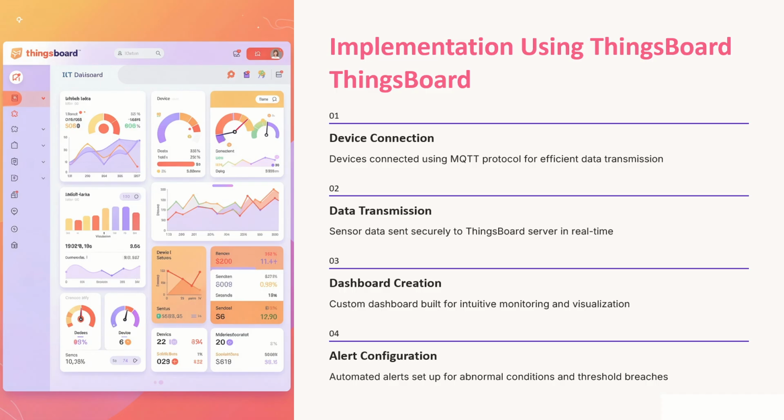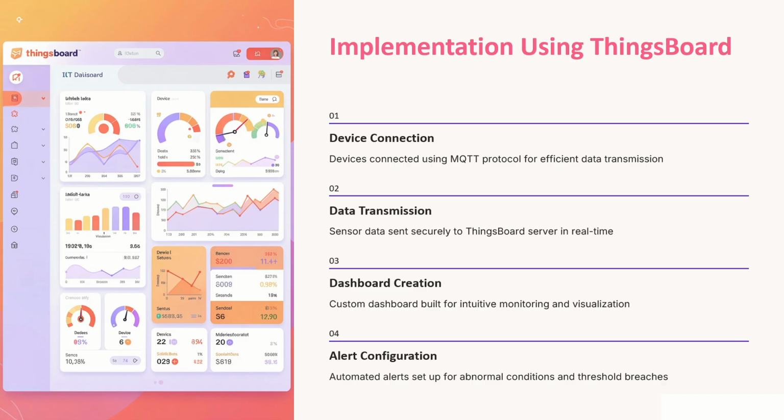Next, implementation using the ThingsBoard platform. First is device connection. Next is data transmission. Next, dashboard creation and alert configuration. ThingsBoard is a cloud platform used in this project. It is an important one. First, devices are connected to ThingsBoard using the MQTT protocol. Each device has a unique access token for authentication. Once connected, devices send telemetry data to the server in JSON format. The platform stores this data and allows real-time visualization.